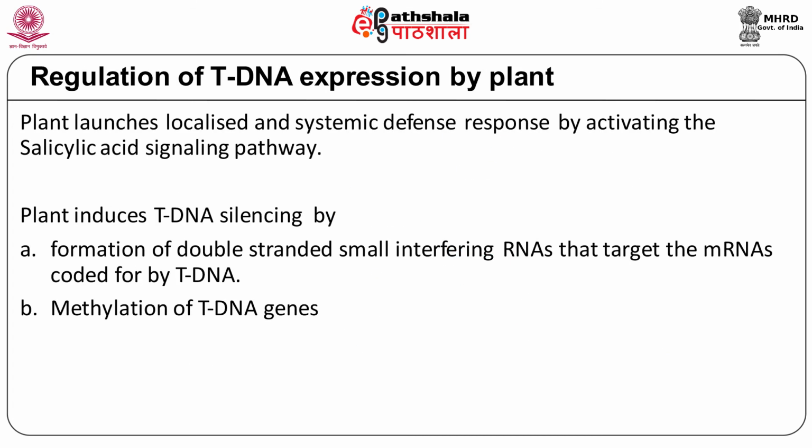The extent of tDNA expression is regulated by the launching of a defense response by plants. This defense is mediated by salicylic acid, a hormone known to induce expression of defense response genes. Gene silencing of tDNA genes is also brought about by the plant, either by methylation of tDNA or by the formation of small interfering RNAs that inhibit expression of the tDNA genes. For successful pathogenesis, Agrobacterium has to overcome these regulatory defense mechanisms.